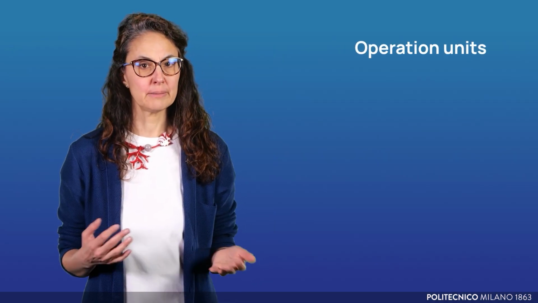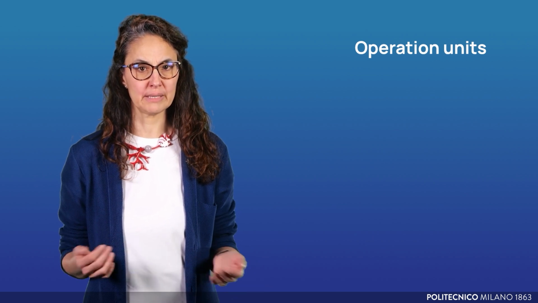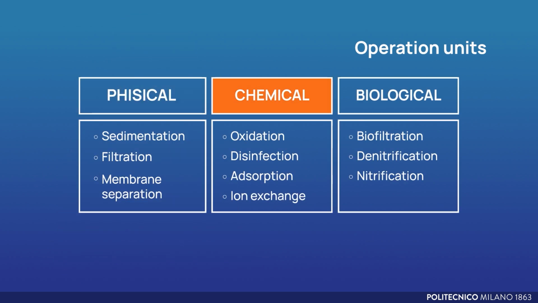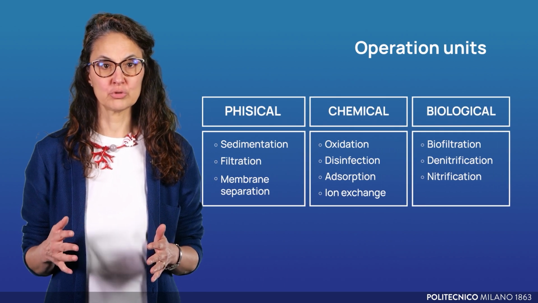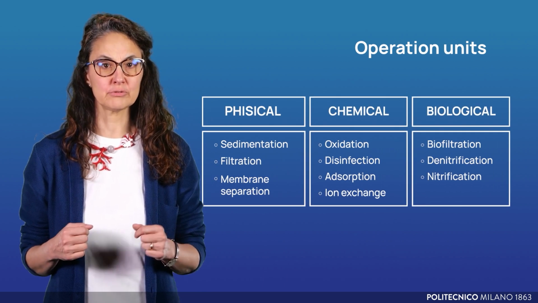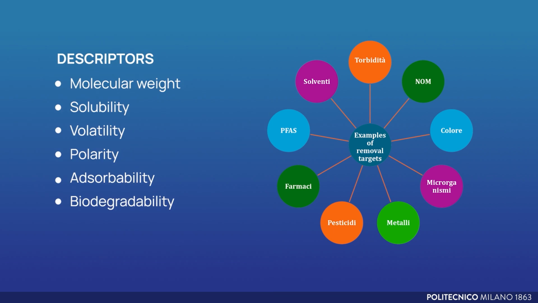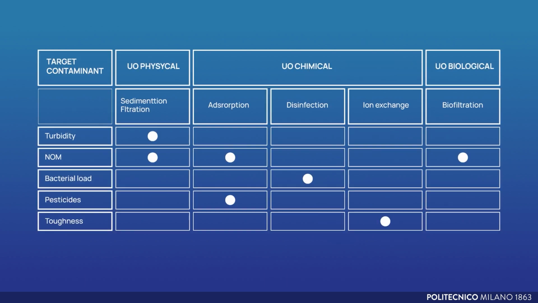Removal processes, referred to as operation units, are classified based on the principle used to remove target contaminants, which can be physical, chemical, or biological. Treatment sequences vary widely due to many possible combinations arising from the first criterion. To support the selection of operation units, there are descriptors of the molecular characteristics and the physical-chemical properties of the target contaminants, which allow for an initial screening of applicable operation units. This is followed by the identification of the most appropriate ones based on the concentration of the target contaminant and the concentration of other substances present that may interfere.